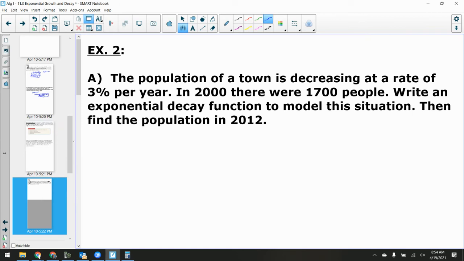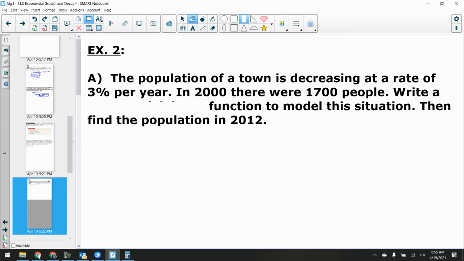The population of a town is decreasing at a rate of 3% per year. Again, from this question I could write an exponential decay function. The test is just going to tell you to write a function to model the situation. You have to know that it's going to be exponential decay, and then you have to plug this stuff into the formula. How do you know that it's exponential decay? Well, it's decreasing by a percentage. If it's decreasing by a percentage, that's exponential decay.